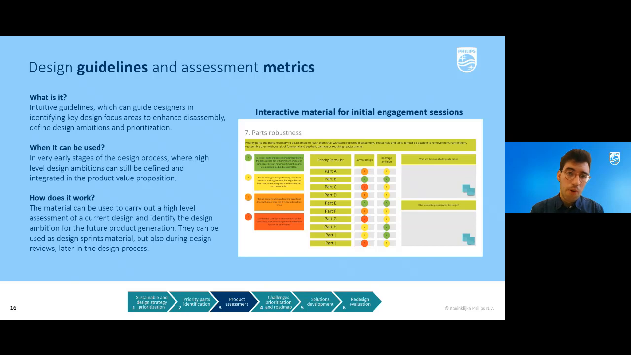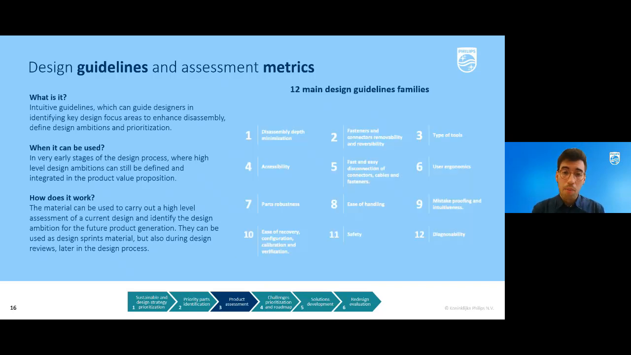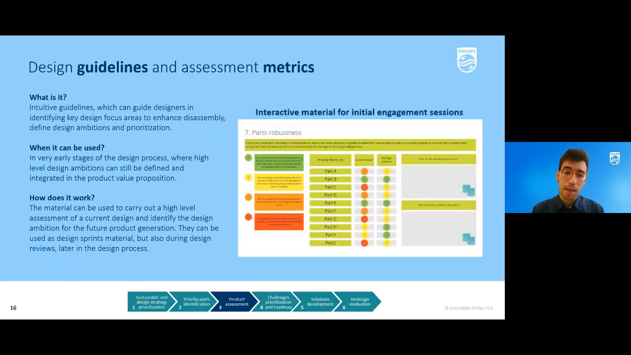As you could see before, there are 12 main design guidelines that we use for disassembly. And from each of them, then we develop additional content. So for instance, we use a lot of Miro, this online tool, during the pandemic. And we developed some interactive content that can, for instance, be used during remote online sessions with a broad team. And you can see that we define more specific detail for each guideline.